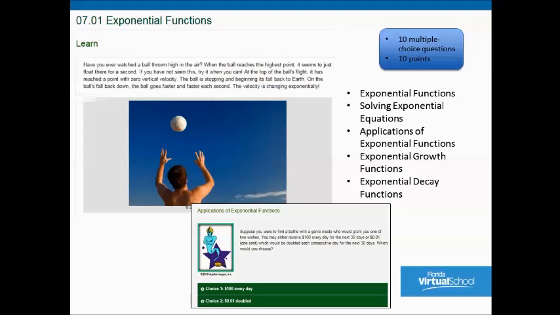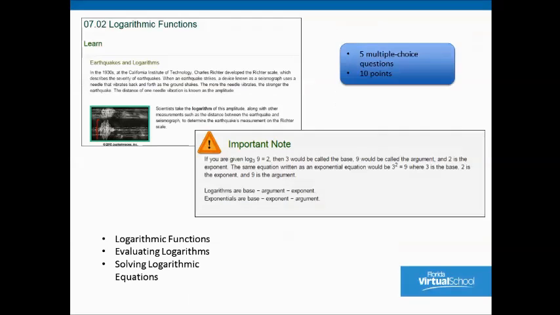701, exponential functions. The students learn exponential functions, solving exponential equations, applications of exponential functions, exponential growth, exponential decay. The assessment for this lesson is 10 multiple choice questions for a total of 10 points.